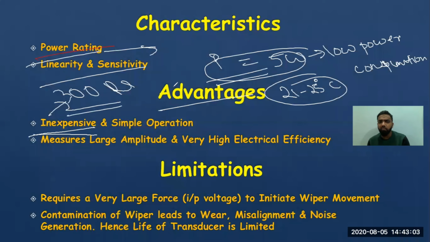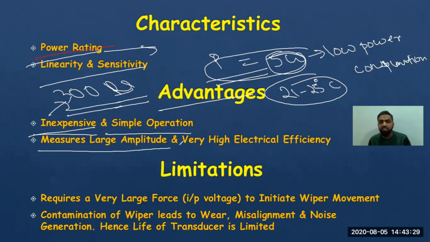Since it has a low power rating, you can buy it at a cheaper price. It is already available. I have seen it on Amazon, available at 300 rupees also, and even on India Mart. It is very simple to operate. You just need a galvanometer, a battery, some wires, and a potentiometer, and you need to attach the wiper to the system of which you are going to measure the displacement.